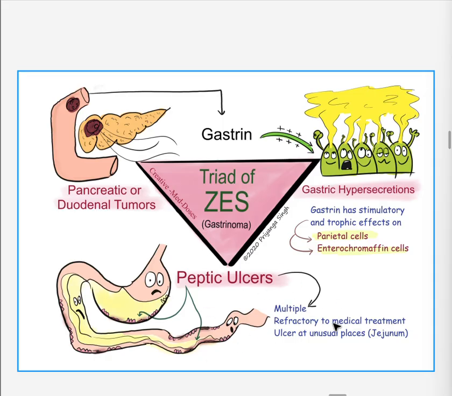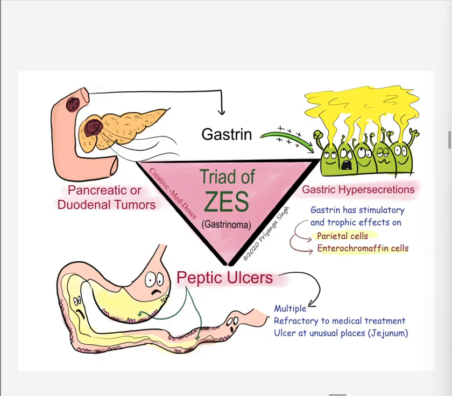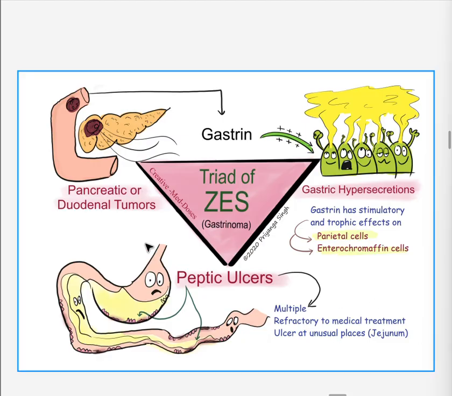So you have multiple ulcers that are refractory to the medical treatments, and they're at unusual places like the jejunum. Now the gastrinoma triangle, basically, you have a triad. The boundaries of the gastrinoma triangle go up to the cystic duct, the second or third part of the duodenum, and the neck of pancreas. Most tumors are found in the duodenum. So 60 to 70% of tumors are found in the duodenum and 20 to 30% of tumors are found in the pancreas.